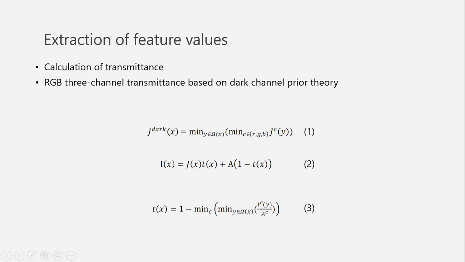Then comes the extraction of feature values. The feature values of the processed images are extracted, including edge features, local contrast features, and global transmittance. The RGB 3-channel transmittance is based on the dark channel prior, which is shown as the three functions on this page. Function 1 helps us set the low value pixels to 0. Function 2 shows a commonly used digital fog image model, and function 3 shows how, based on the above functions, we can get the transmittance.